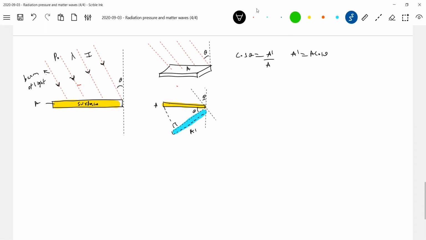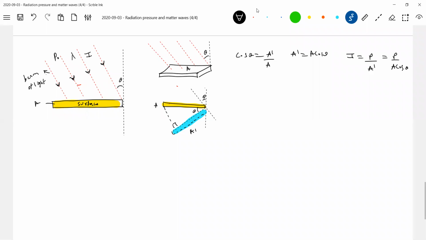Now, what is the basic definition of intensity? Power flowing normally per unit area. The incident beam is coming at an angle theta. Therefore the intensity should now be defined as I equal to P by A dash, not P by A.